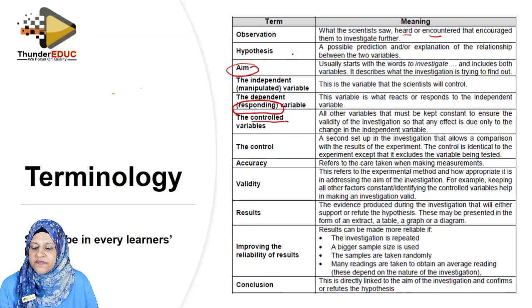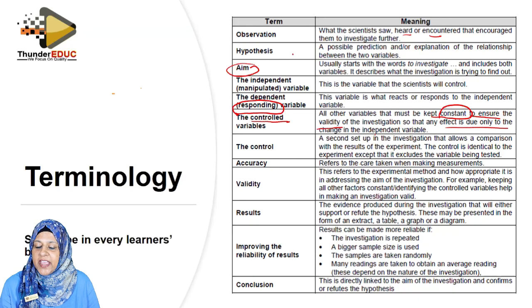The controlled variables, these are variables that must be kept constant so that the investigation is valid, so that any effect is due to the change in the independent variable only and not anything else affecting the investigation. And the control allows for a comparison with the results of the experiment.